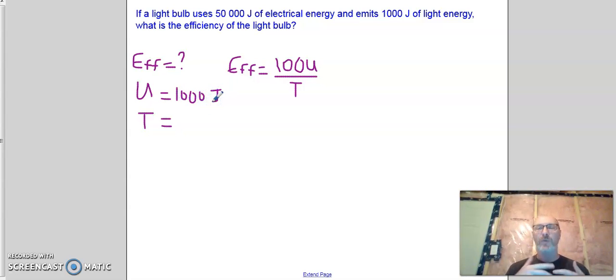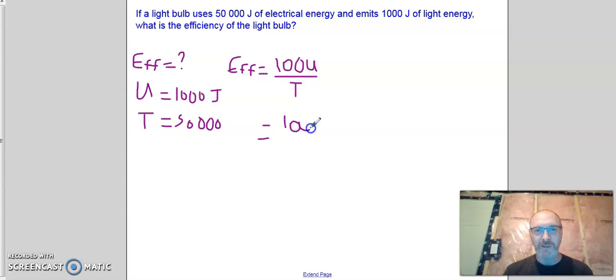T is, well, what's coming out of the outlet? What's the total amount of electrical energy that's being used by the device? And you're told that that is 50,000 here. Okay, so this is a pretty straightforward problem. All you have to do is just substitute your values in here.